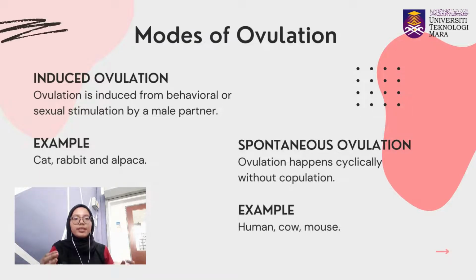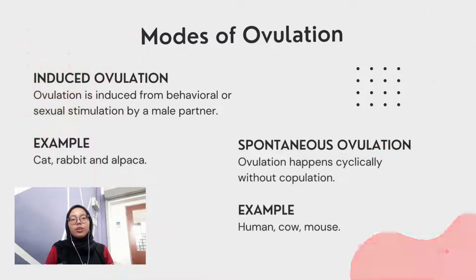The key differences in distinguishing between induced and spontaneous ovulation: spontaneous ovulators usually have a constant or a regular cycle of hormones and ovulation regardless of any stimulation by a male partner. Meanwhile, induced ovulators usually do not have any constant cycle for ovulation.